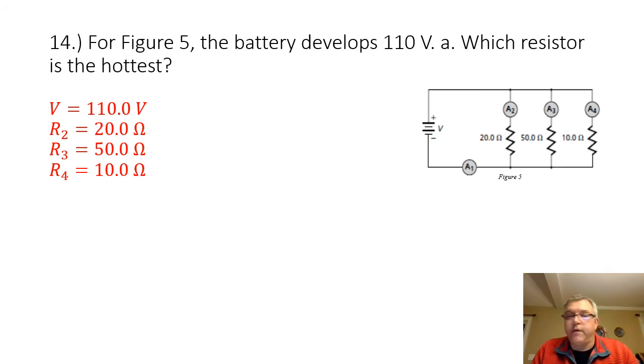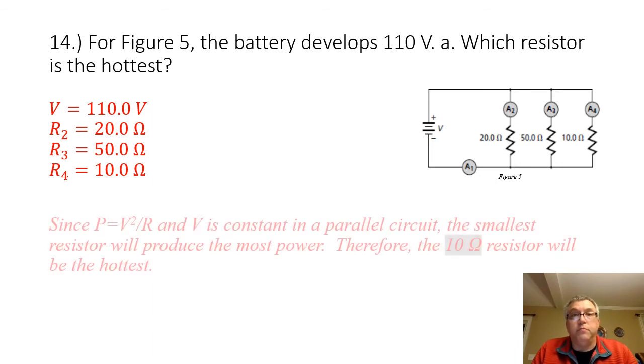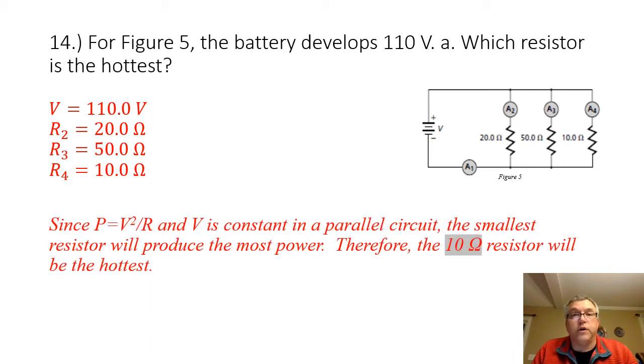Now here we have a parallel circuit, whereas in the previous problem we were dealing with a series circuit. In a parallel circuit, I know it's the voltage that's going to be the same across each branch of the circuit. So if I want to compare the power and the resistance relative to the voltage, my formula now is going to be P is going to equal V squared divided by R.